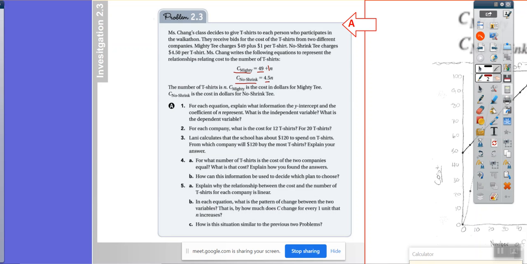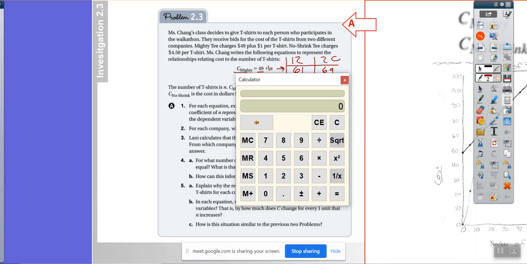For the Mighty T-shirt company, for 12 shirts, and also 20 shirts: $12 for the extra shirts plus 49, well that's like 50, right? So that's $61. And for 20 shirts, because that's what it tells us over here as well, we have 20 plus 49, that's 69.